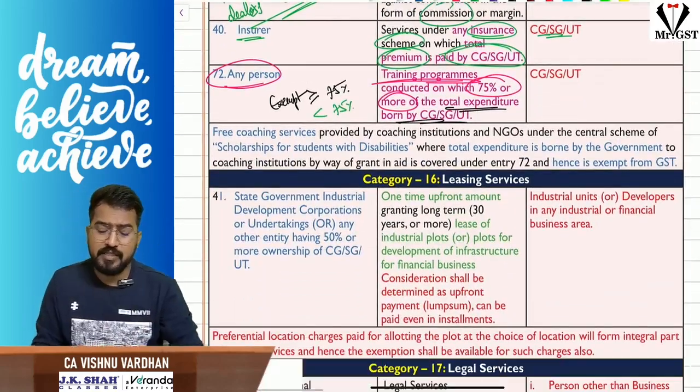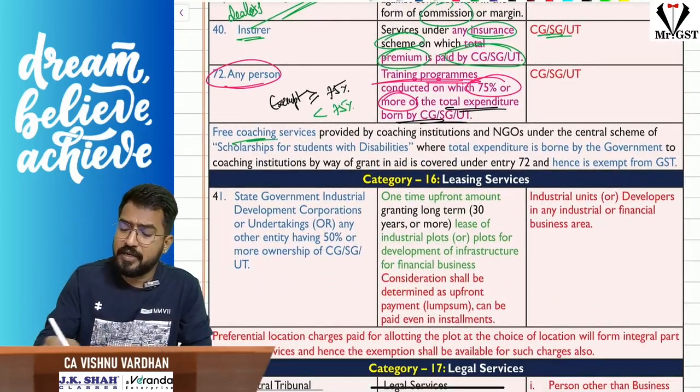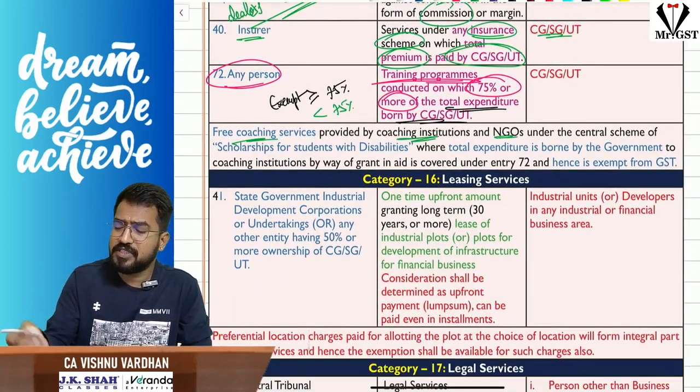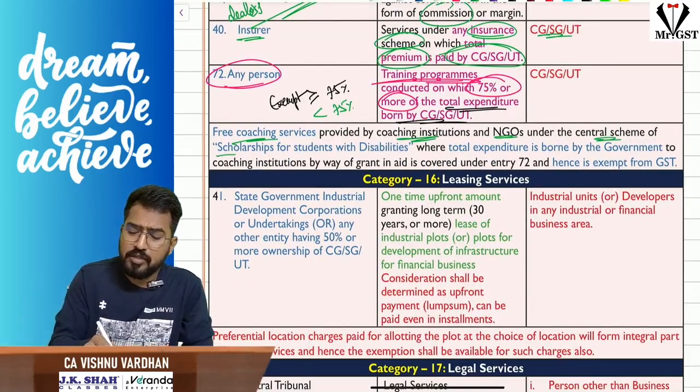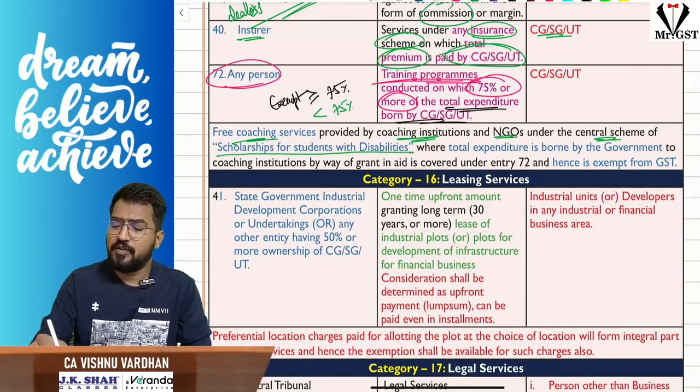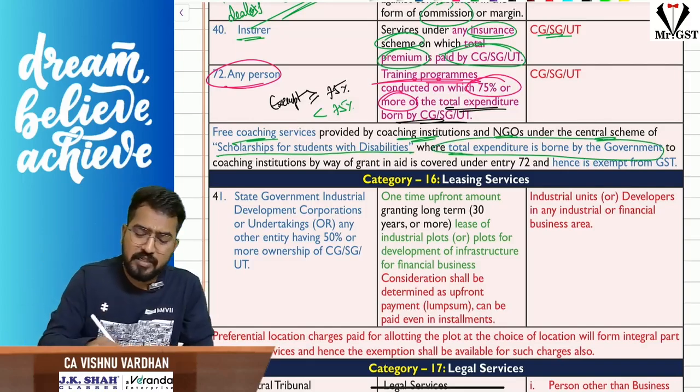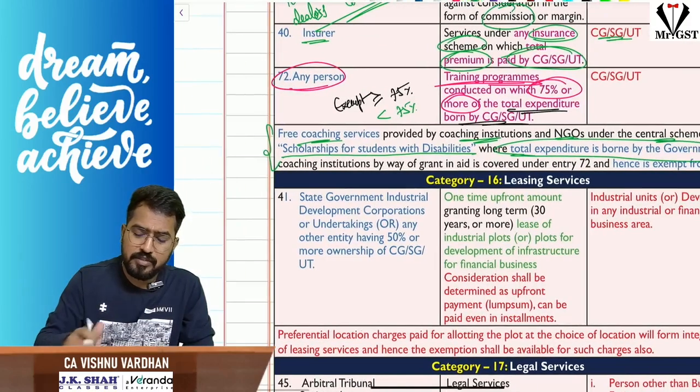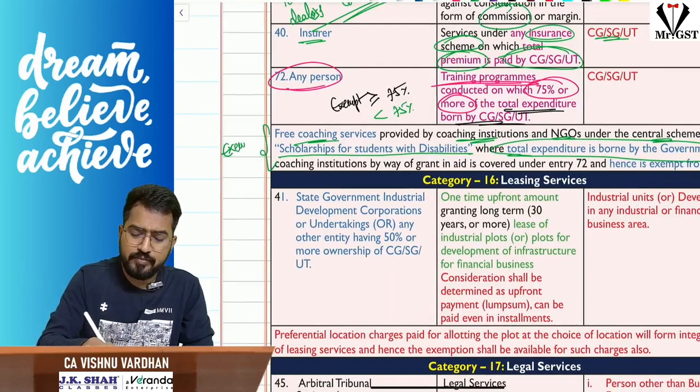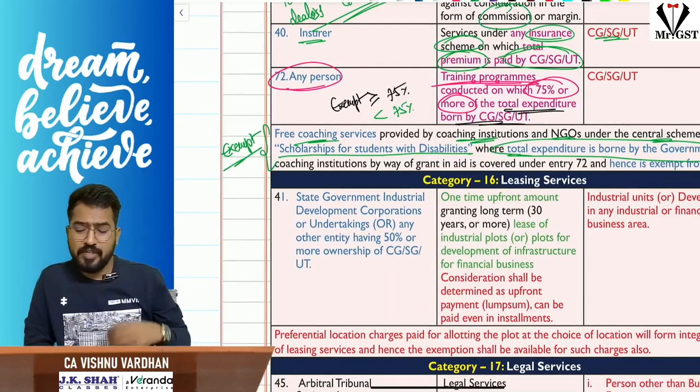And here they said, sir, free coaching services provided by any coaching institutions and NGOs under the central scheme called Scholarship for Students with Disabilities, where total expenditure is borne by government, obviously will come under this entry. So that is exempt under GST. Yes or no? Okay, so that way it is.